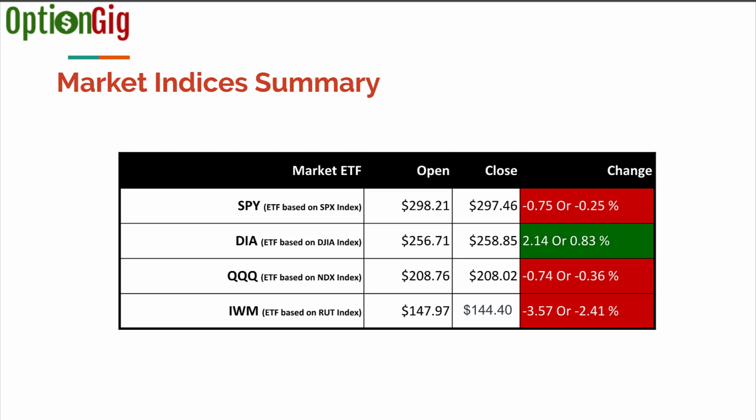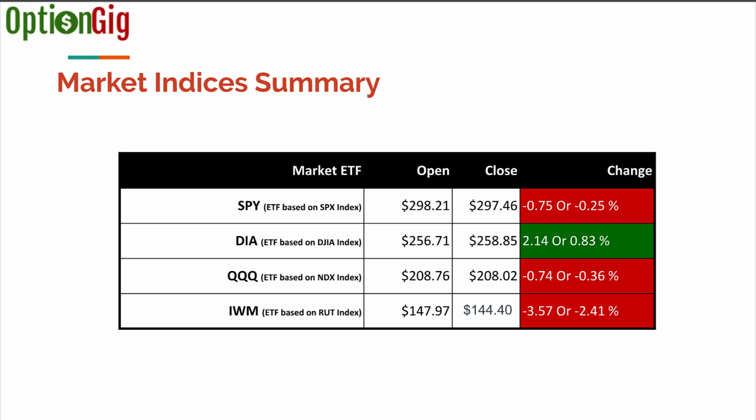So the S&P 500 opened the week at 298.21 and closed at 297.46. Again, a decline of 0.75 units or 0.25%. Dow Jones Industrial Average opened at 256.71 and closed at 258.85. Yes, the Dow Jones Index was in red throughout the week, but in the last 1 hour on Friday, it eked out a small gain of 2.14 units or 0.83% for the week. That's what the last hour did to the Dow Jones Index.